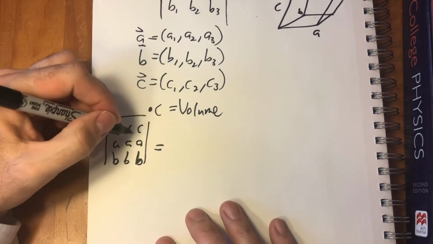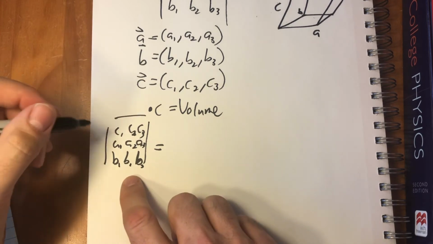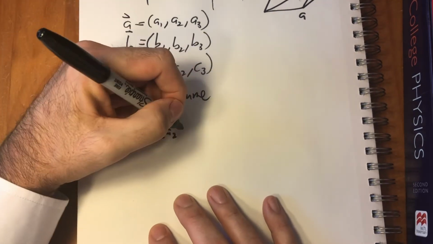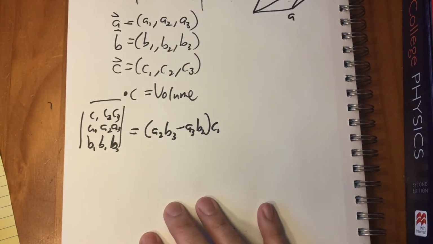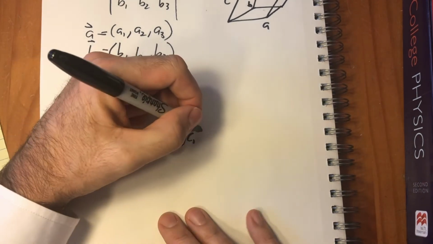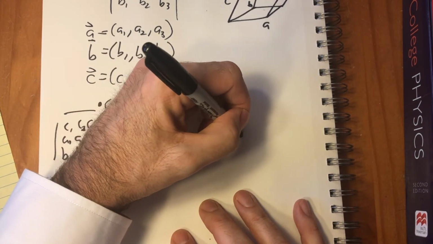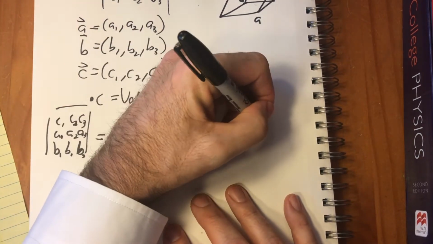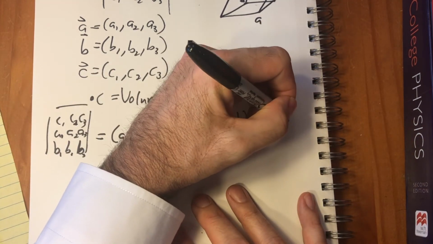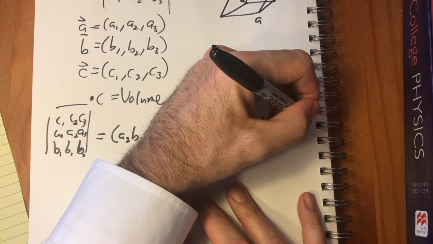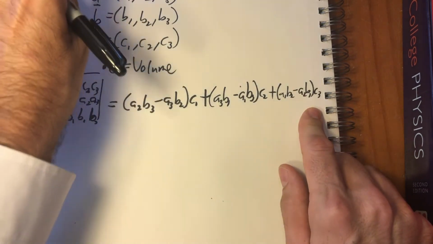So the determinant of that one equals C1 times the minor determinant, A2 B3 minus A3 B2, plus C2 times A3 B1 minus A1 B3, plus C3 times A1 B2 minus A2 B1. So this is the volume.